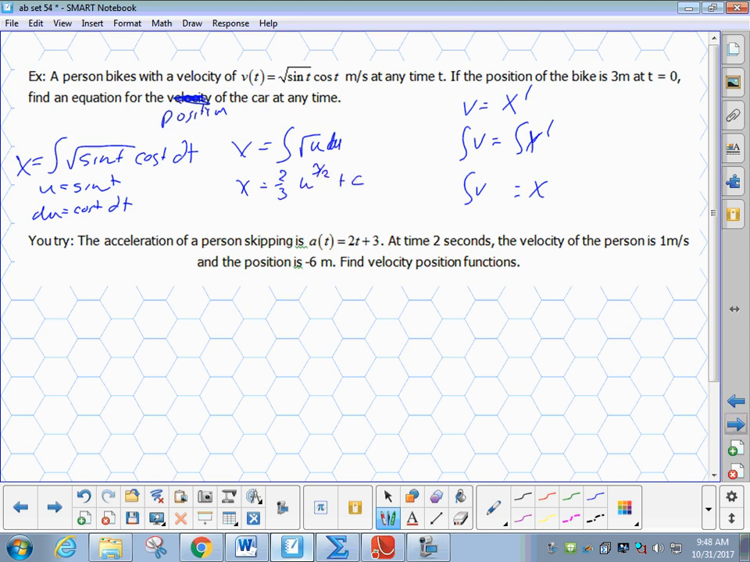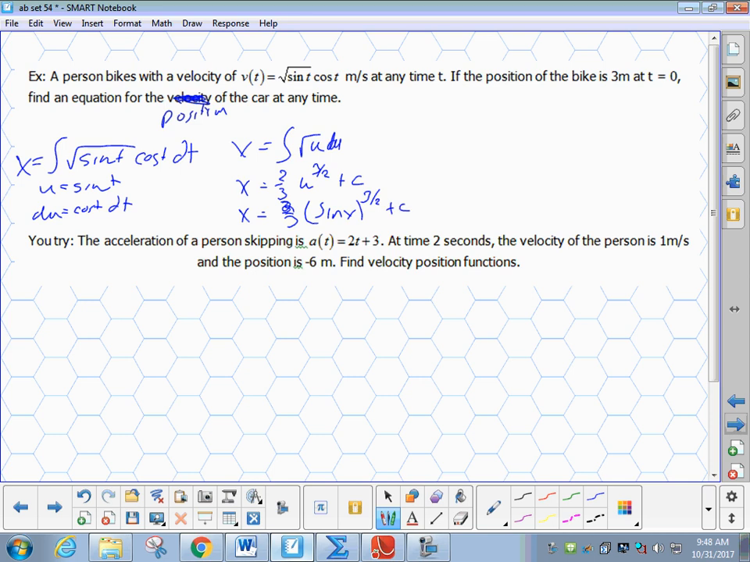Now, do I need to sub back? Yes. On a definite integral, you don't have to sub back because you change the limits for u, but in an indefinite integral, or an antiderivative problem, you do sub back. So x is 2/3 sine of t to the 3 halves plus c.